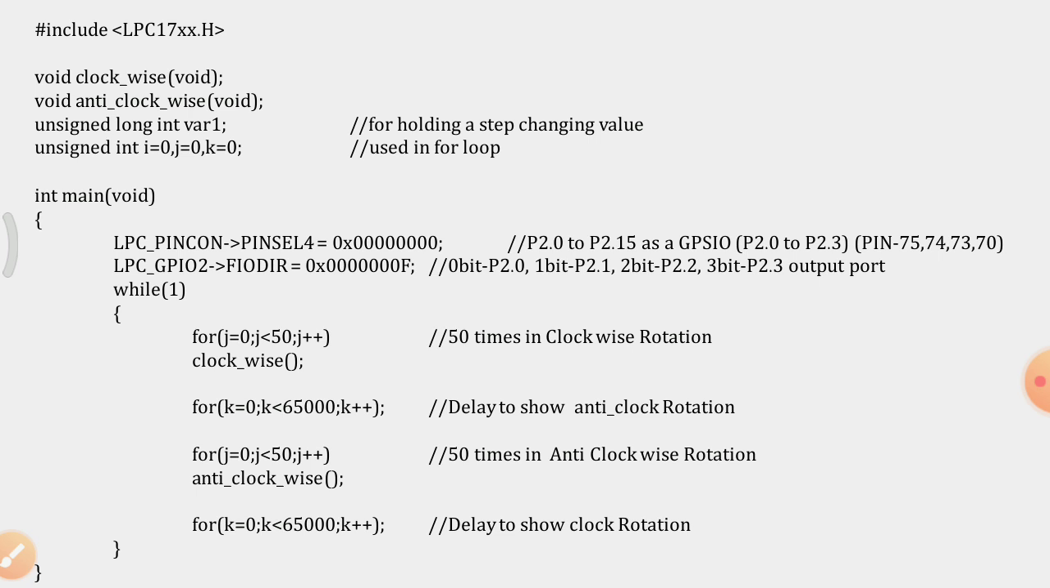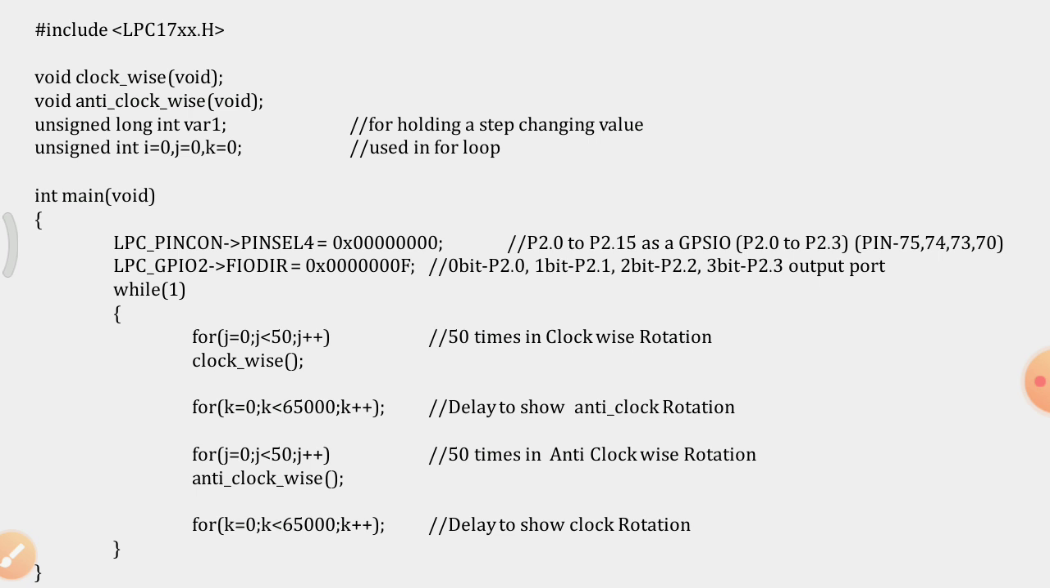Then after this, I'll stop the motor for a while. For that, I'm creating one delay here so that the next turn will be anti-clockwise. To show the anti-clockwise rotation, we are stopping the motor for some time delay. Then for another 50 times, with j, I am calling the anti-clockwise function. So now the anti-clockwise function will be called 50 times.